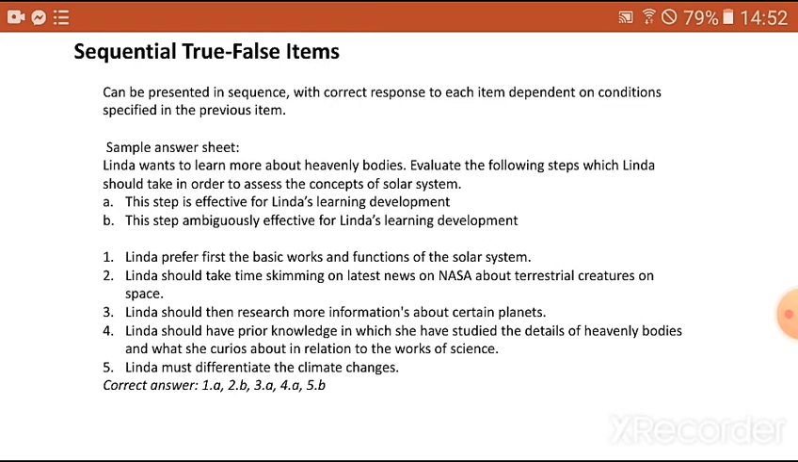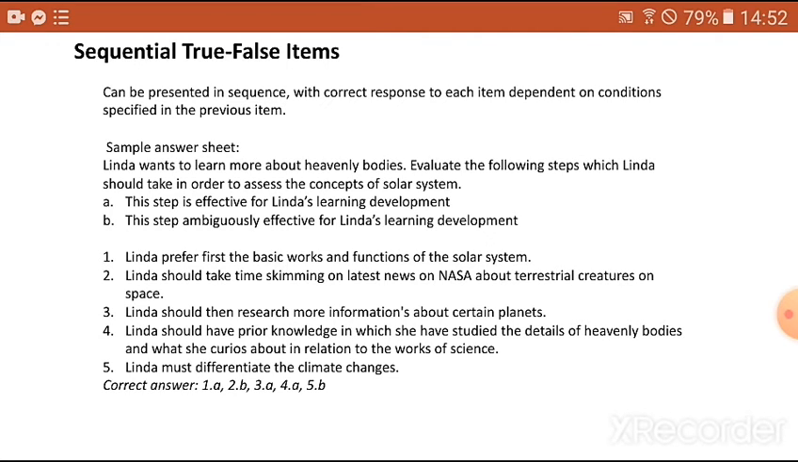So sentence 3 says here that Linda should then research more information about certain planets. So is this effective or not effective? So it is effective, letter A, for Linda's step 2.